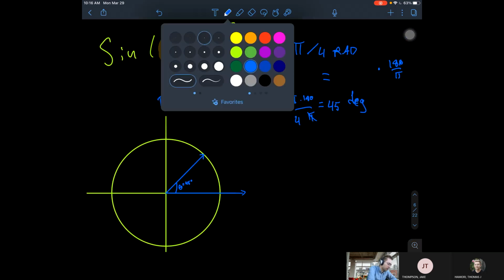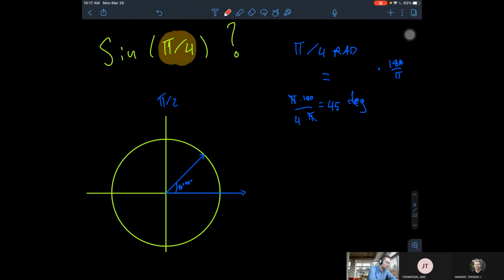Now, can you tell me, if I write sine of pi over 4, what does this represent in terms of our picture? Sine was a special name that we had for something on the unit circle somehow.